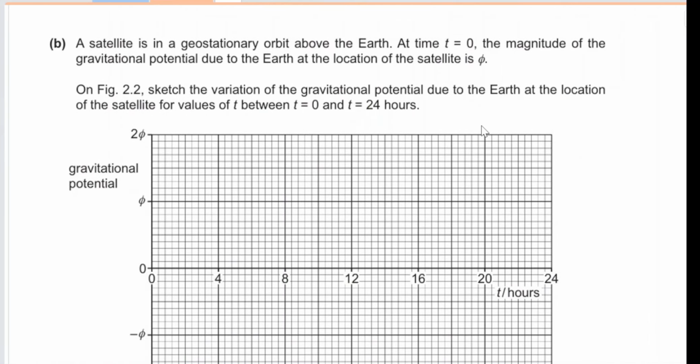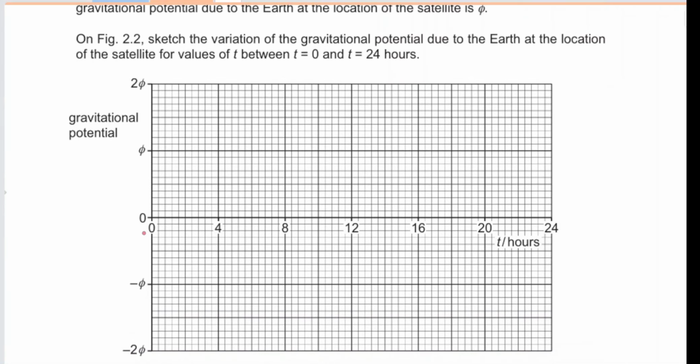Okay, next one. A satellite is in a geostationary orbit above the Earth. Again, geostationary orbit, quick recap: it goes from west to east. If it's around Earth, the period is 24 hours, and it also travels in the equatorial plane. At time t equals 0, the magnitude of the gravitational potential due to the Earth at the location of the satellite is phi. So again, they've given you one plot, so we just skip the plot directly.